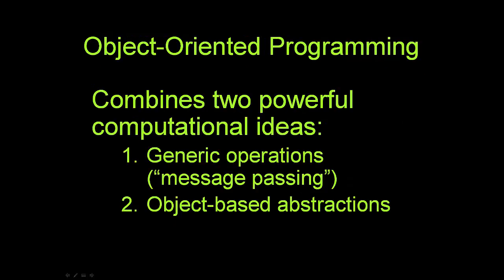Object-oriented programming essentially combines two ideas that we've seen before. The first is what you've seen earlier under generic operations, or this idea of message passing. And the second idea is this idea of object-based abstractions. Remember, essentially you need to create new abstract data types. You figure out what's the representation that you need to keep track of the data, and then you have these functions that will allow you to do the right things. So essentially you combine the two and you have object-oriented programming.